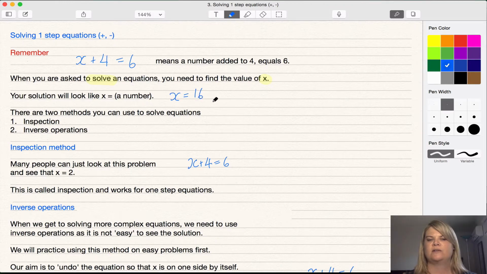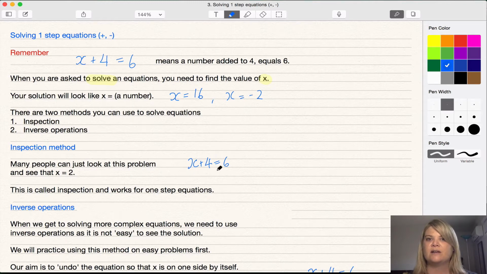There are two methods that you can use to solve equations. The first one is called inspection, and the second one we're going to go through is inverse operations. So let's have a look at the inspection method first. Here's a problem, same one from up here, x plus 4 equals 6. Many people, when they look at this equation, can just look at it and see that x must equal 2. People do it a whole load of different ways, just in their head. But it's pretty clear, and it's a pretty easy way to work that out.